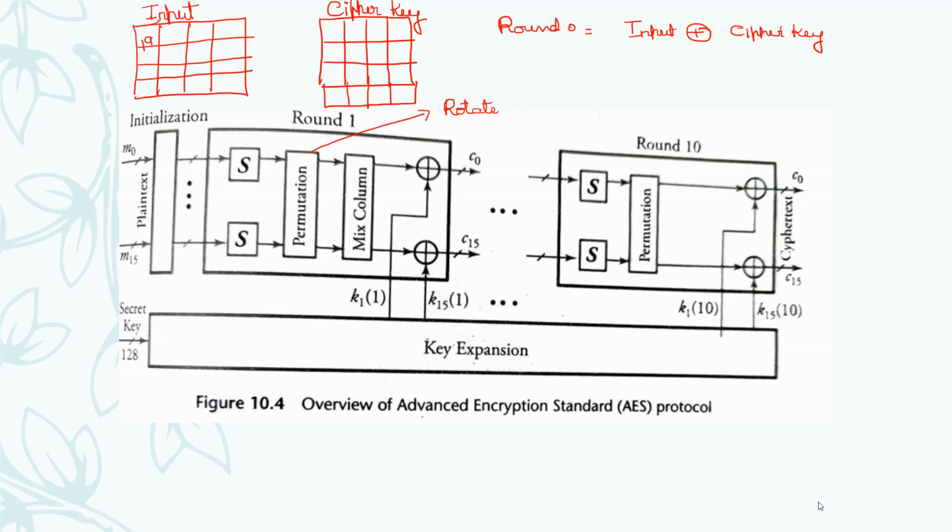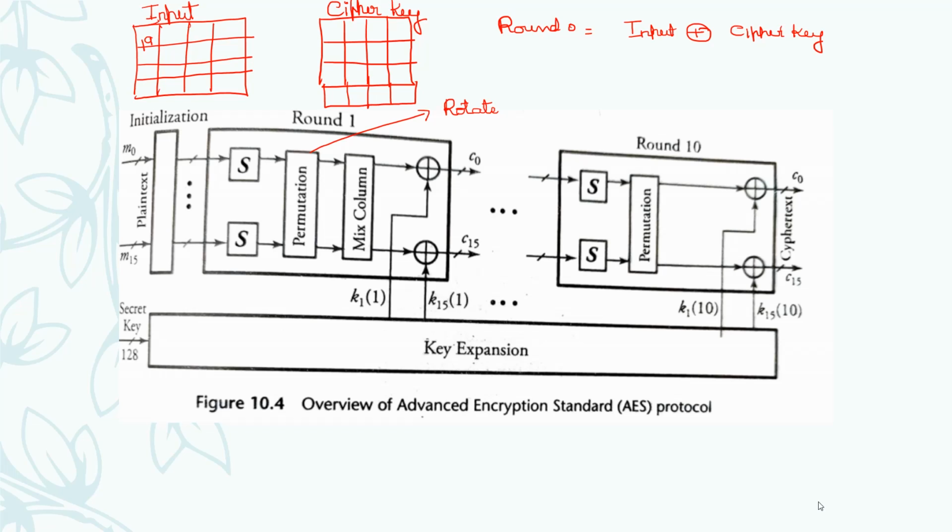This is the block diagram of the AES protocol. The input is 128 bits long. The input is divided into 16 bytes, so it is labeled here as M0 to M15. The input goes through an initialization stage where the input is XORed with the cipher key. Here the cipher key is also 128 bits long.